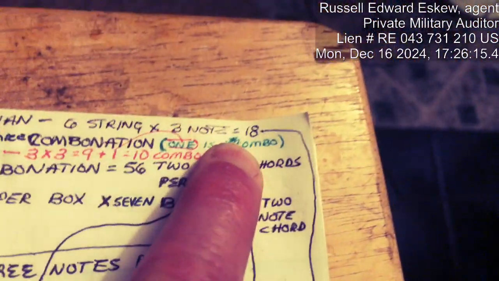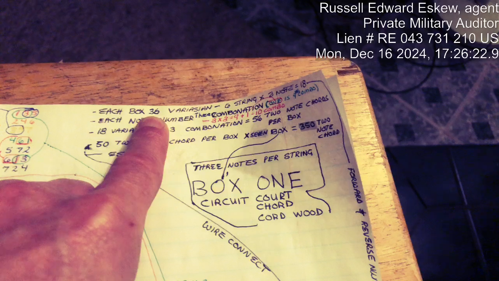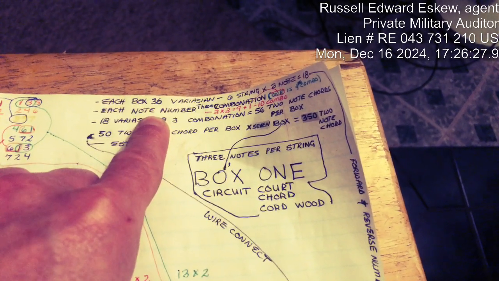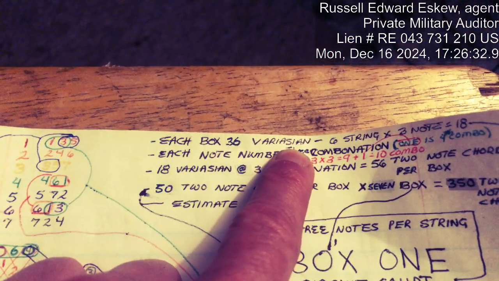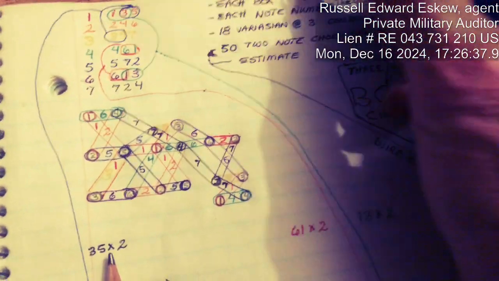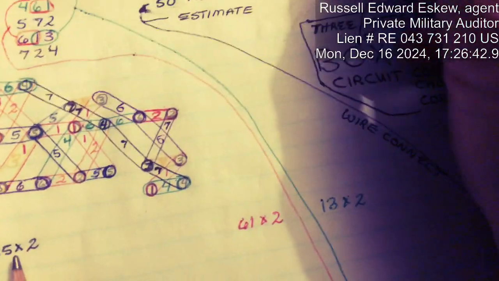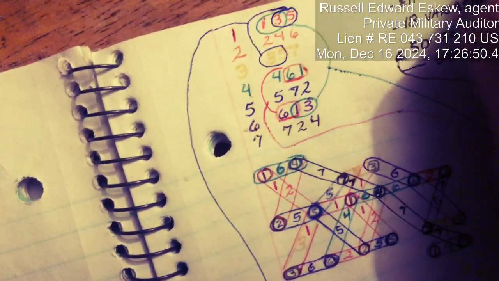How did this get 18? So this needs to be changed too. This has to be 50. And then this word has to be changed to combinations. So this needs to be changed to 50. This word needs to be changed to combination. Each box is 50.